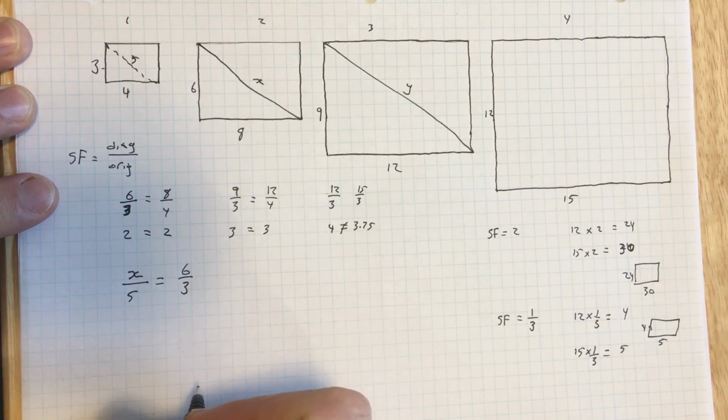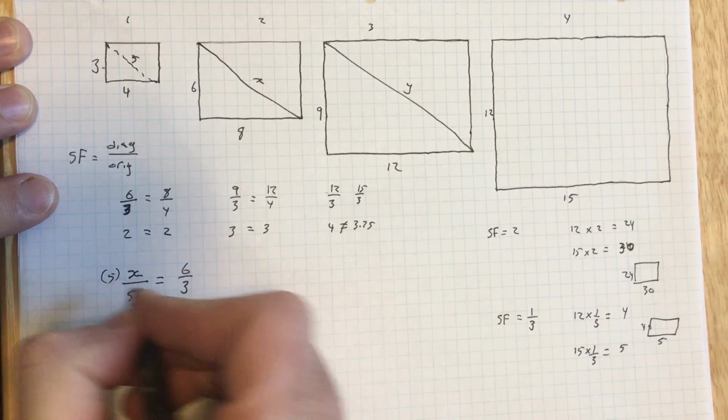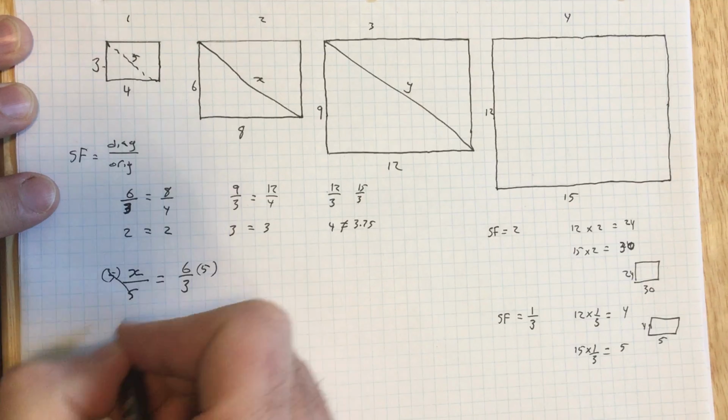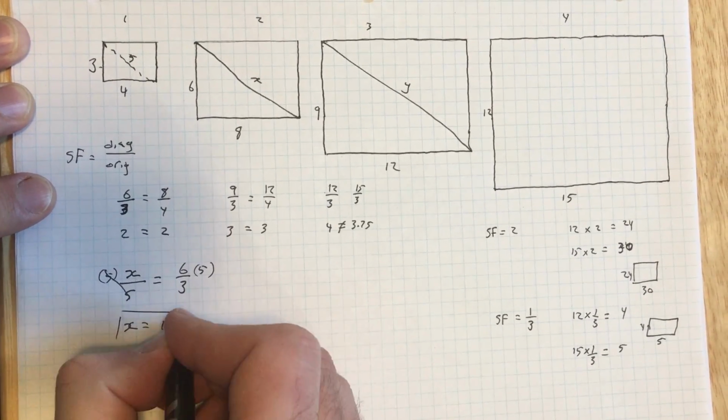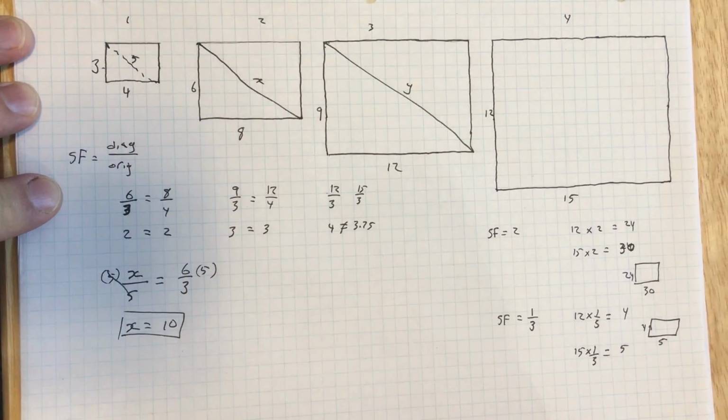So when I use proportions like this, I can solve for x. I can multiply by 5. I can figure it out, reduce there. I have x is equal to 10. So the diagonal on that rectangle is 10.